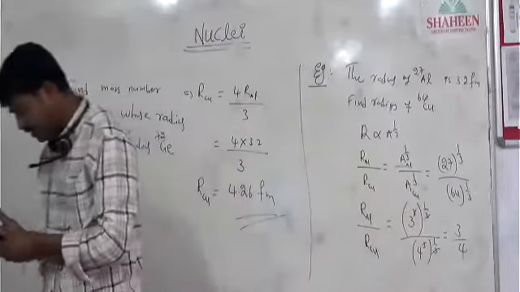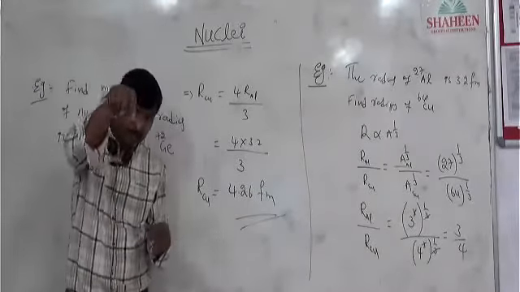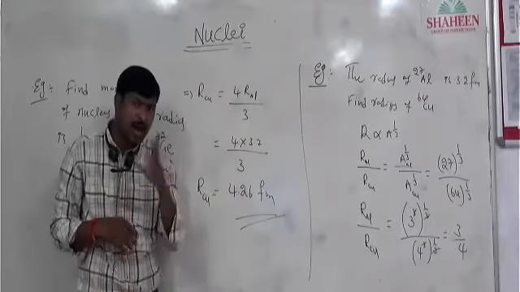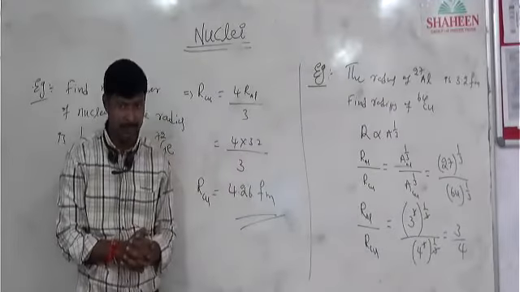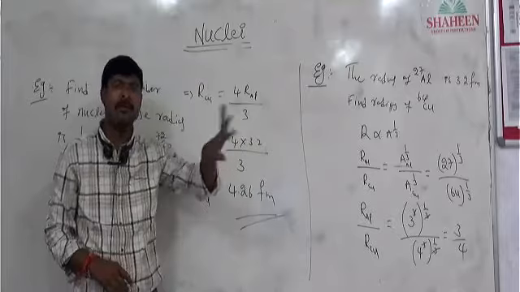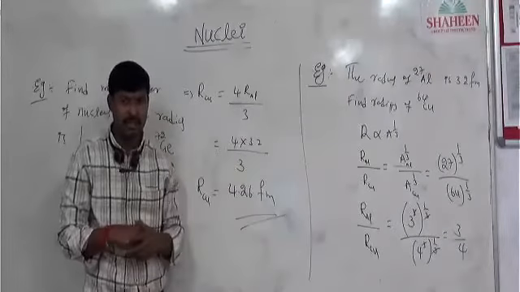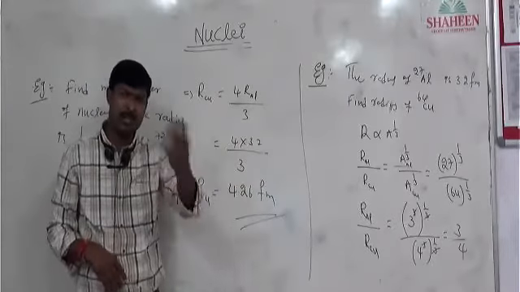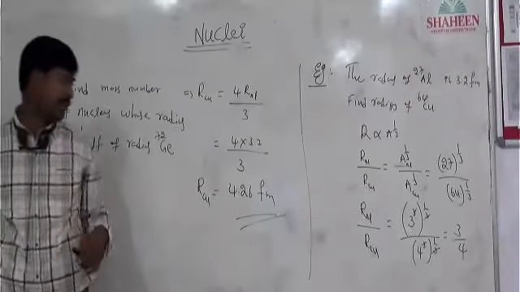So first of all, is the question clear, everyone? We need to calculate the mass number of the nucleus whose radius is half of the radius of germanium. Suppose the germanium radius is R. Then the radius of the nucleus whose mass number we need to calculate is R by 2. Yes or no? Because half of that is given. So what is the mass number of that nucleus?